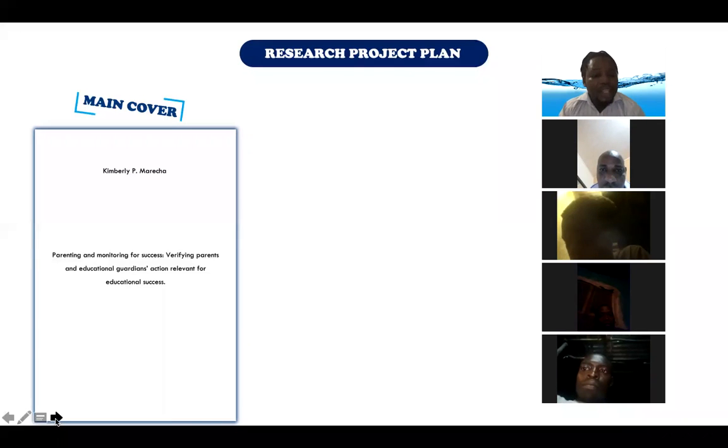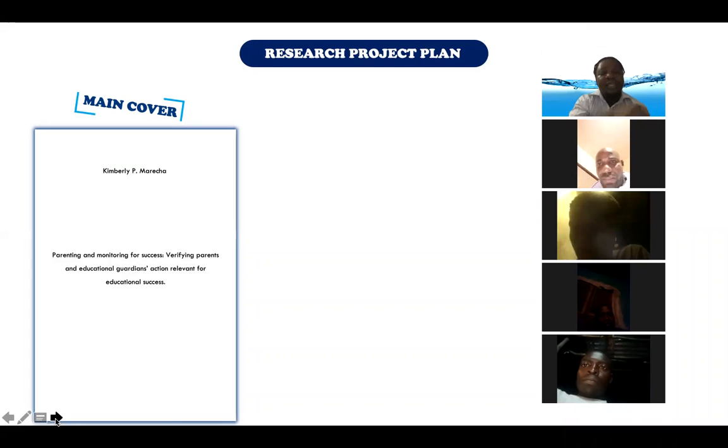So the main title is Parenting and Monitoring for Success. And the subtitle is indicated by the colon. There are two dots that come after the main title. Then we have the subtitle, which is Verifying Parents and Educational Guidance Action Relevant for Educational Success. So as you can see, there are two titles here separated by a colon.